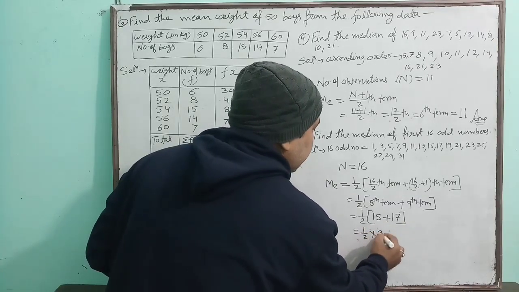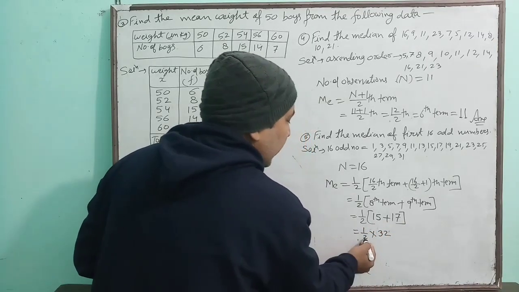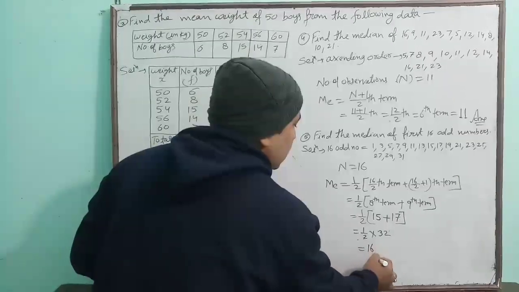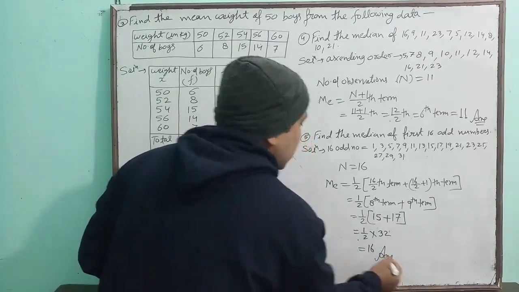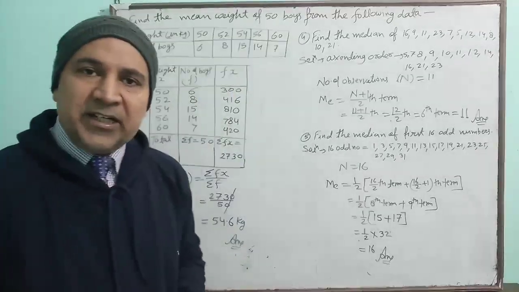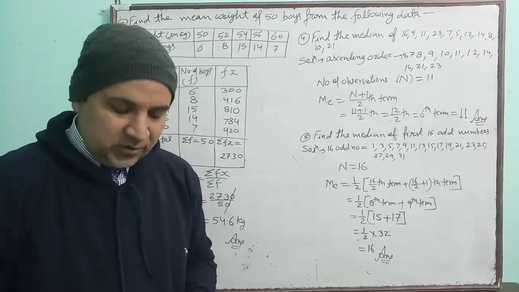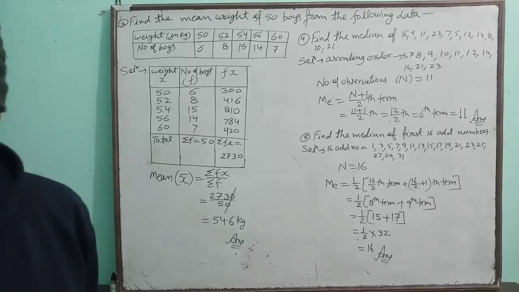So you will add these two numbers, 15 and 17. 15 plus 17 is 32. When 2 divides 32, you will get 16. So 16 is the median here. Understood? Now note down these questions.